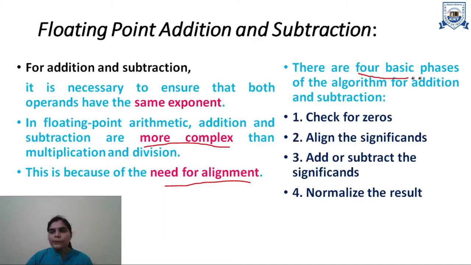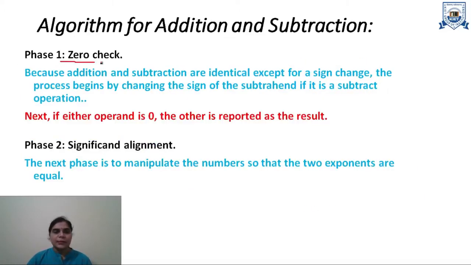There are four basic phases of the addition and subtraction algorithm. First, check for zeros. Second, align the significands. Third, add or subtract the significands. Then normalize the result.